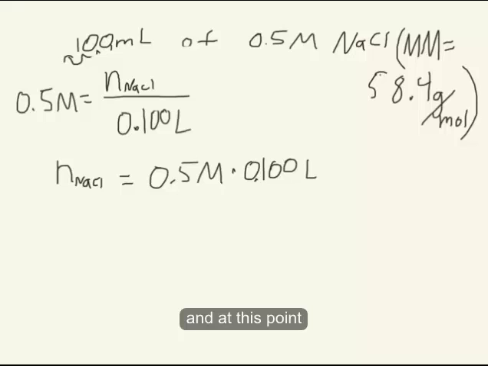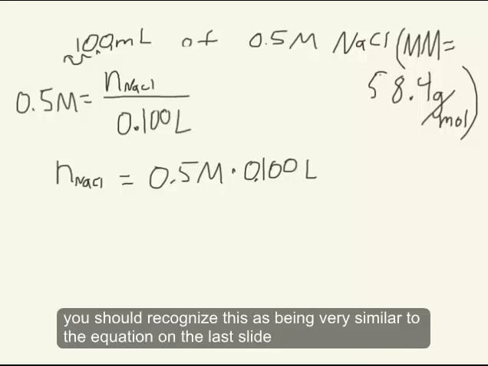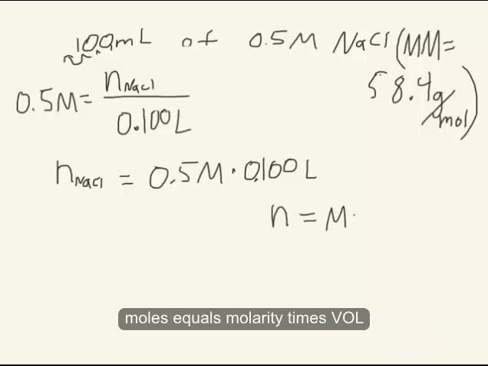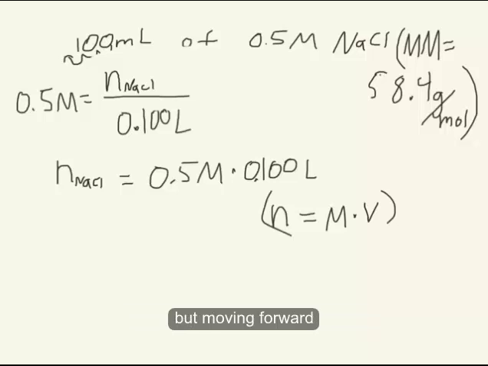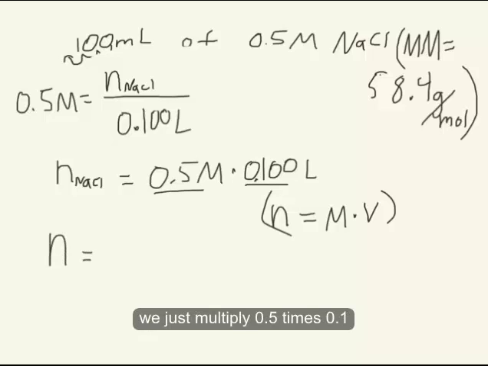And at this point, you should recognize this as being very similar to the equation on the last slide. Moles equals molarity times volume. But moving forward, to solve for the number of moles, we just multiply 0.5 times 0.01. And we get an answer.